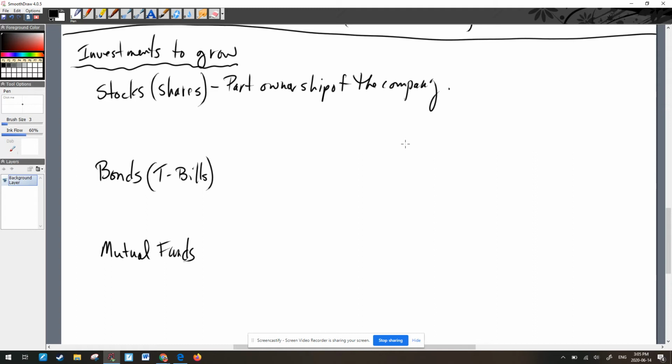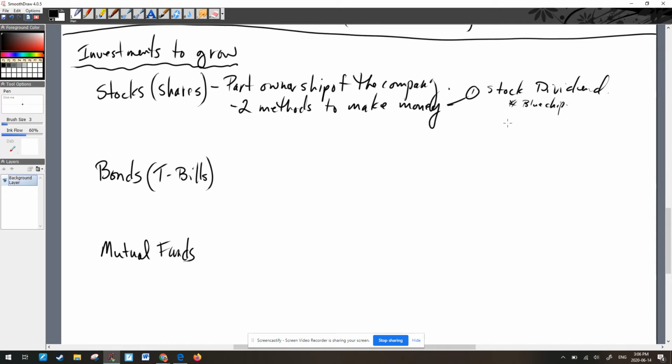So, part ownership of the company is what happens when you have stocks or shares. How do you make money with stocks or shares? Okay, so there are two methods to make money. One method is something called a stock dividend. So if you've ever played Monopoly and you get community chest and it's like stock dividends, collect $100 from the bank. I don't remember if that's the right number. So stock dividends generally come from companies called blue chip companies generally. And so a stock dividend is you buy a really stable company that just does its thing.